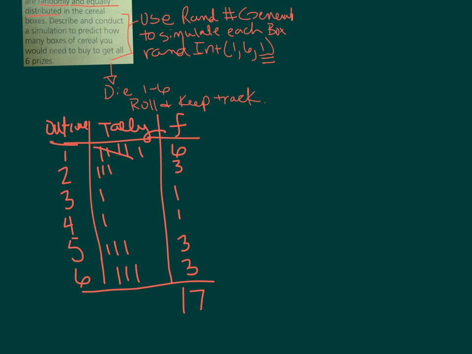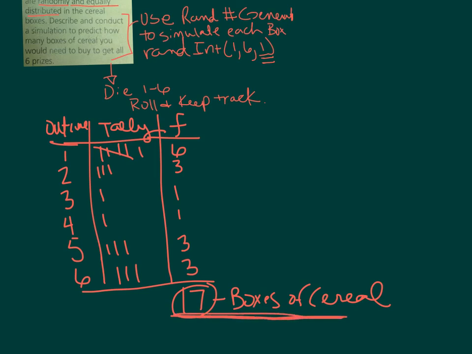That was just one simulation, and we found out 17 boxes of cereal. The more statistically reliable way to do these simulations would be to do the simulation over and over again, and then you are able to average all of these outcomes to determine the expected number of boxes you would have to buy on average in order to obtain all 6 toys.